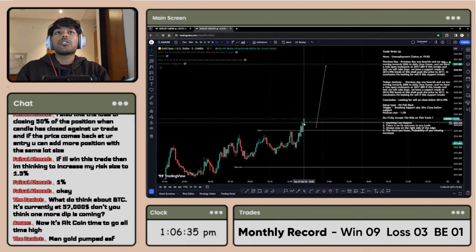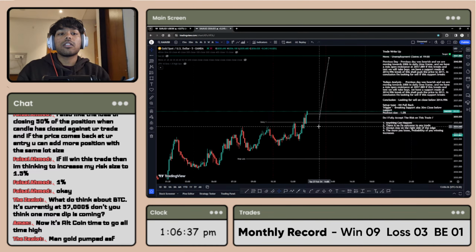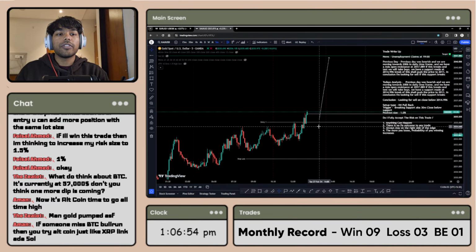Okay, I need a closure above this level and I'll explain how I would have increased size. Basically, इस तरह की कैंडल होना चाहिए जिसमें बॉडी थिक हो, and it should not be like a wick candle.